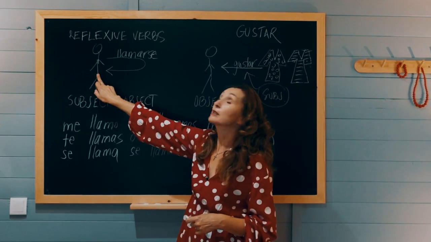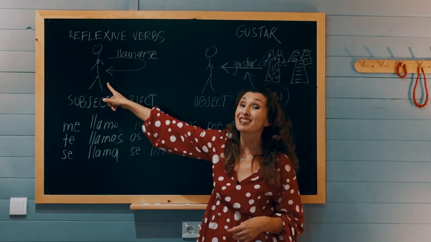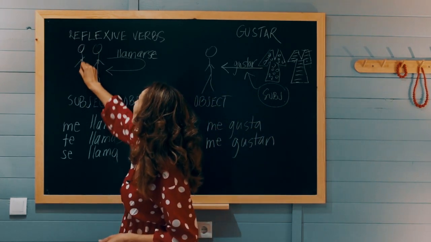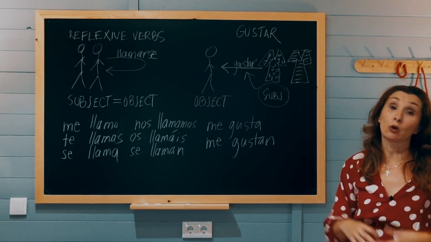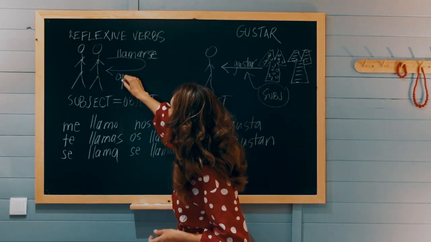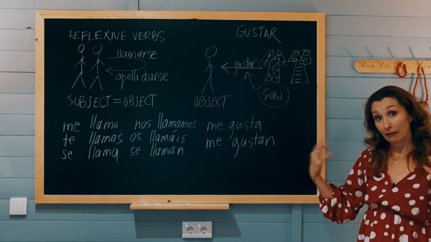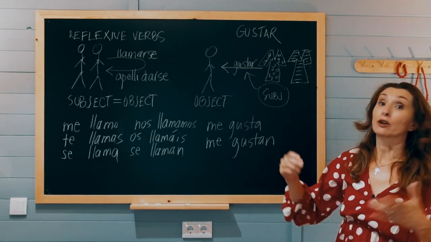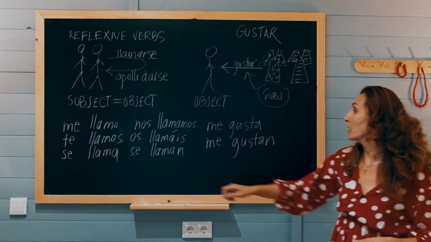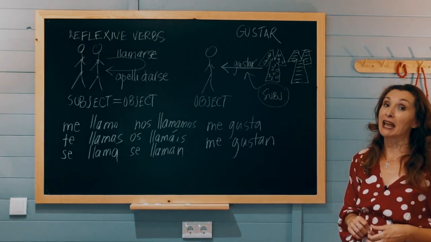Okay, so if this subject here is me, I will say me llamo. But if this is you, then te llamas. If this is Mary, se llama. If we have plural, okay, and we have several people with the same name or the same surname, in Spanish it would be apellidarse, no? Another reflexive verb in Spanish, apellidarse, to have a surname. Then, for example, all of our children share the same surname. Se apellidan, no? Se apellidan, and then you would say what their surname is.